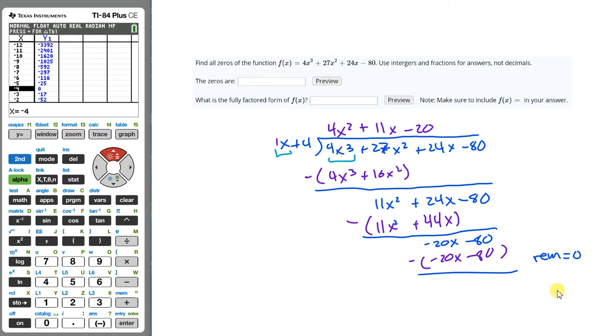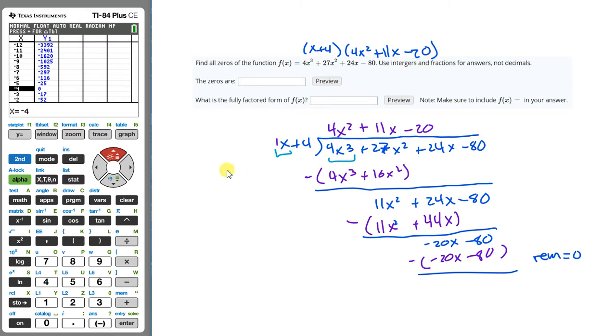Okay, so that means I've got my factorization, right? So what's my other factor? So I've got x plus 4 times 4x squared plus 11x minus 20, right? Okay, now how do I factor that?